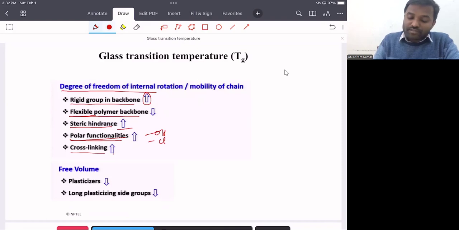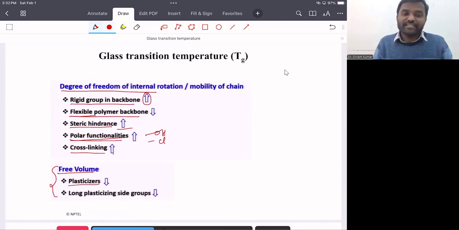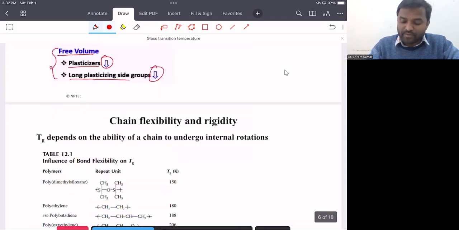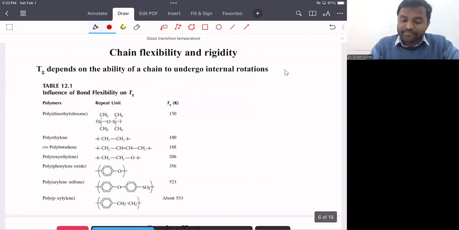So these are based on the degree of freedom, and the other thing is based on the free volume. If you add some kind of plasticizer to the polymer, in that case there is a decrease in the glass transition temperature. And if you use a long side chain in the plasticizer molecule, in that case also there is a decrease in glass transition temperature. Now let's understand one by one how these factors affect it with the data.